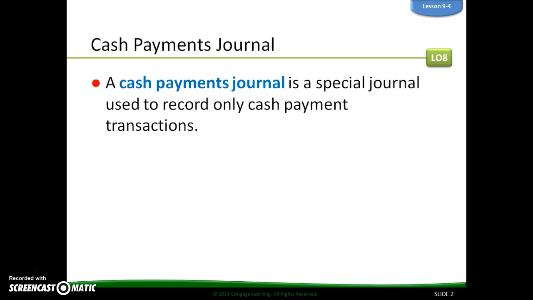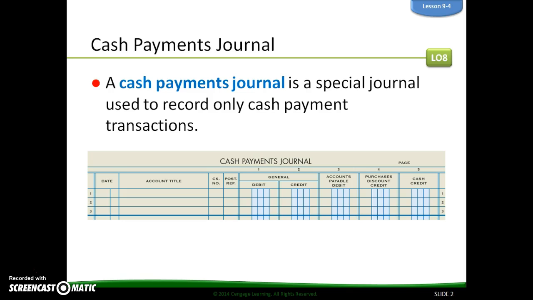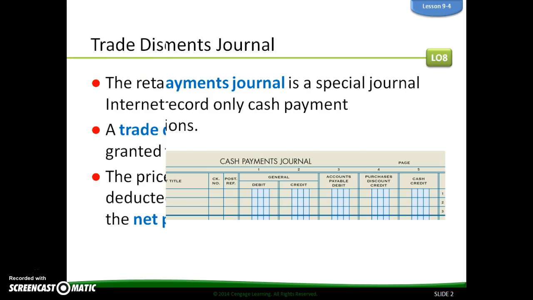So for the cash payments journal, we can see it right here on the screen, and we would identify that it has not only the general journal columns for the debit and credit, but it's also showing an accounts payable debit, a purchases discount credit, and a cash credit. So our cash payments journal actually has more columns to work with than we're used to seeing.